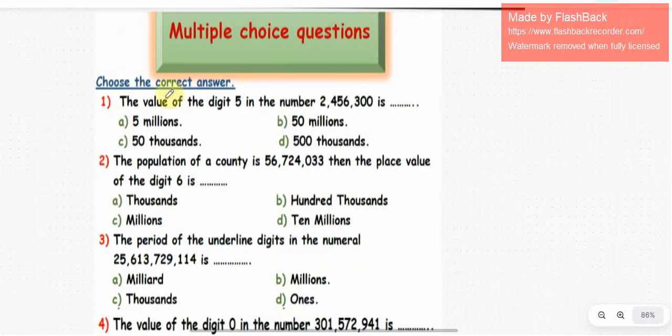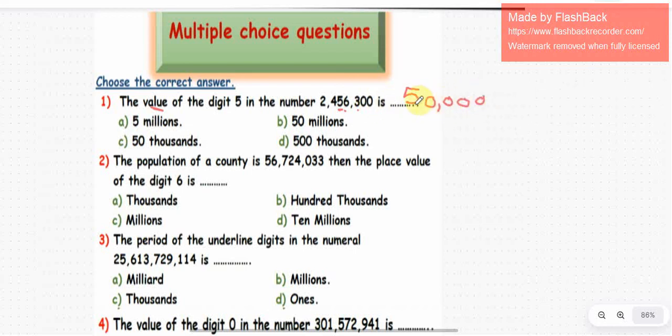Okay, choice. Choose the correct answer. Number 1. The value of the digit 5 in the number 2,456,300. So I need the value. Value means number. So here, number 5. Put it, and count: after 5 we have how many digits? 1, 2, 3, 4. So I will put 4 zeros.